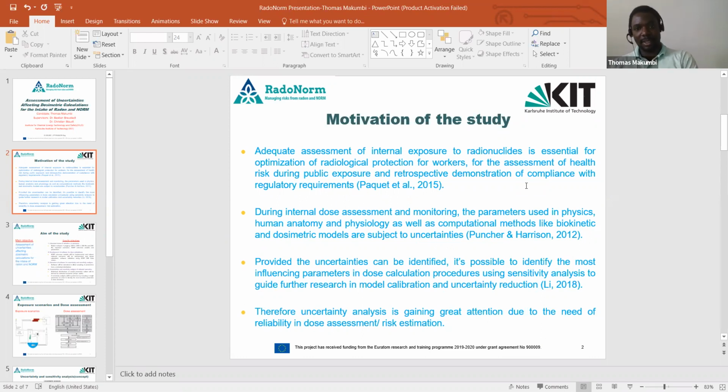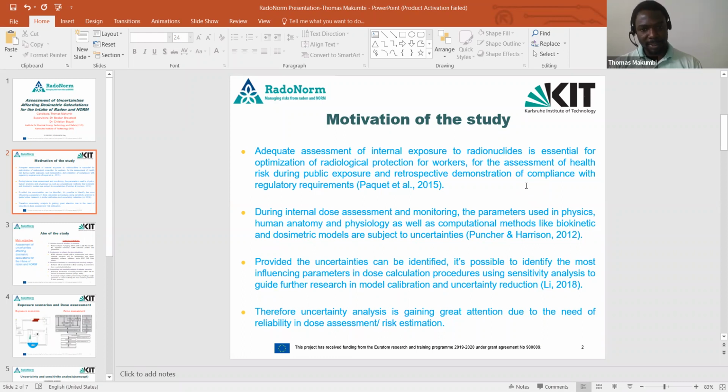So what happens is that during internal dose assessment and monitoring of workers, the parameters used in the biokinetic and dosimetric models are associated with a lot of uncertainty, basically in the physics involved and the biology, that is the human anatomy and physiology, but also in the construction of the models themselves. Provided the uncertainties can be identified and quantified, one can identify the most influencing parameters affecting the calculated doses by doing a sensitivity analysis. Uncertainty is therefore of great importance if these models are to be considered reliable as far as dose assessment and risk estimation are concerned.